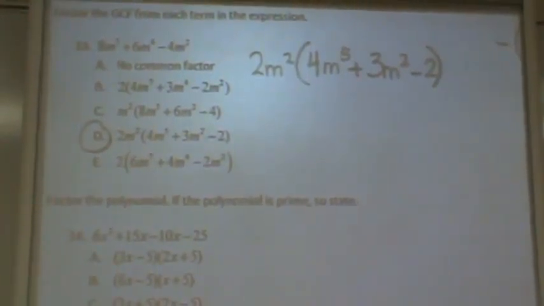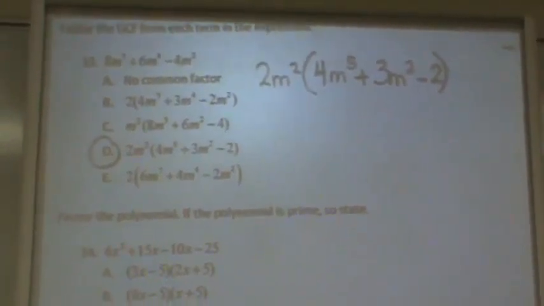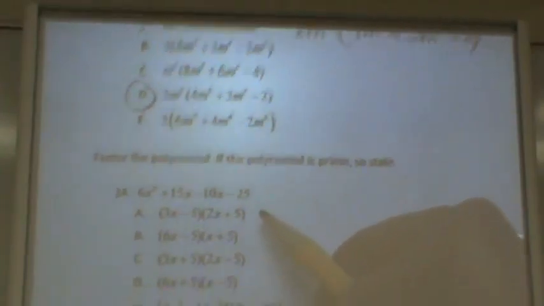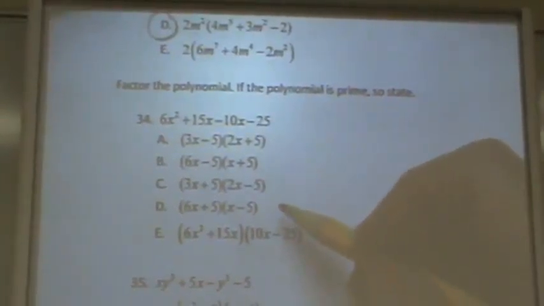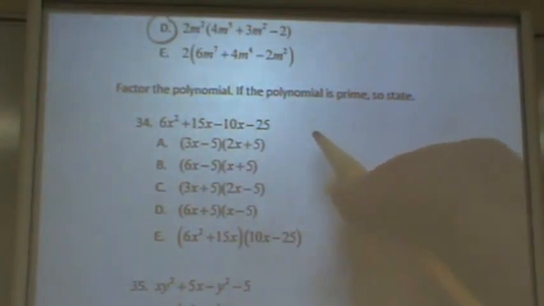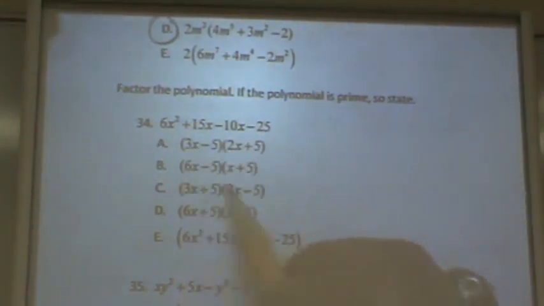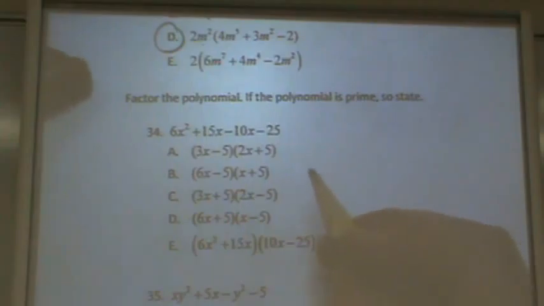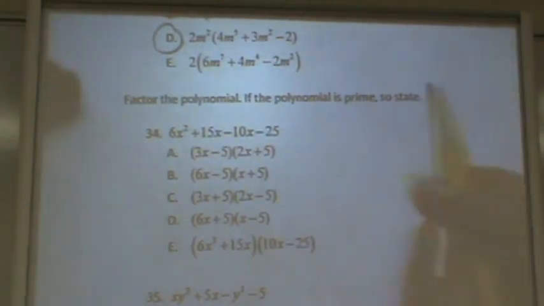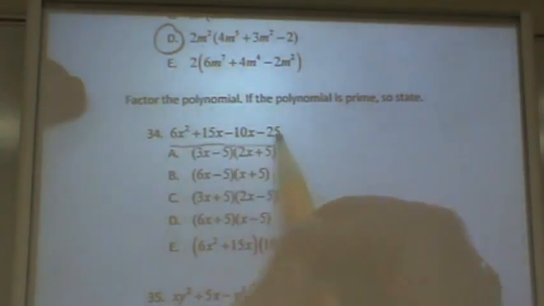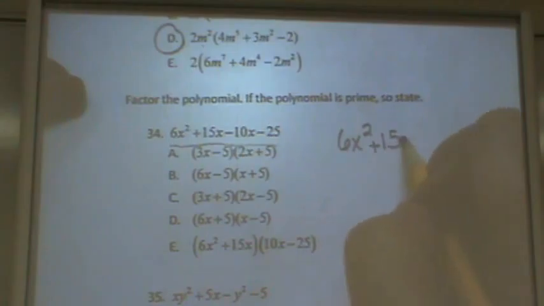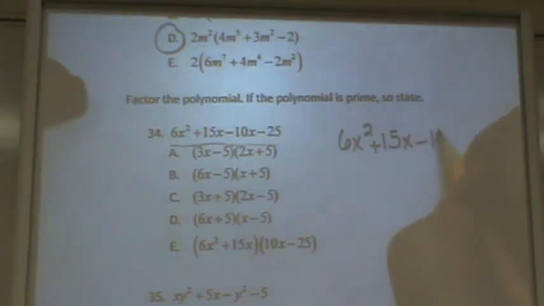34 says factor the polynomial, and if you can't, we say it's prime. But obviously, they gave us answers. Now, if you get stuck, what you could do is FOIL each one of these, but that would take forever. We don't want to have to do that. But if we have to, if we get stuck, we get stuck. Now, with 4 terms, what you're going to do, we discussed this in class, you're going to factor by grouping.